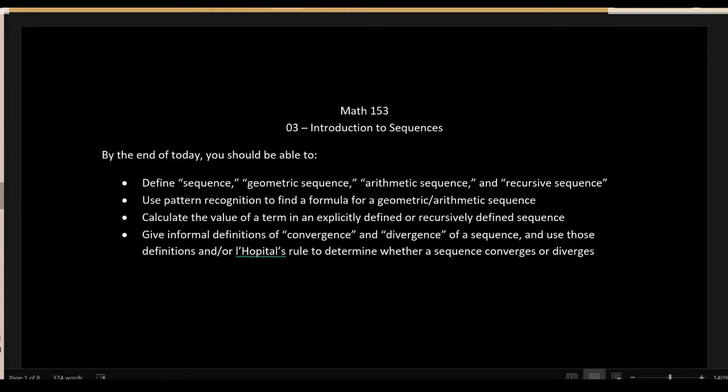By the end of today, we should be able to give the mathematical definitions of the words sequence, geometric sequence, arithmetic sequence, and recursive sequence. We should be able to use pattern recognition to find the formula for a geometric or arithmetic sequence. We should be able to calculate the value of a term in a sequence. And we should be able to give informal definitions of convergence and divergence for a sequence and use either the definitions of those words or use good old-fashioned L'Hopital's rule to determine whether a sequence converges or diverges.